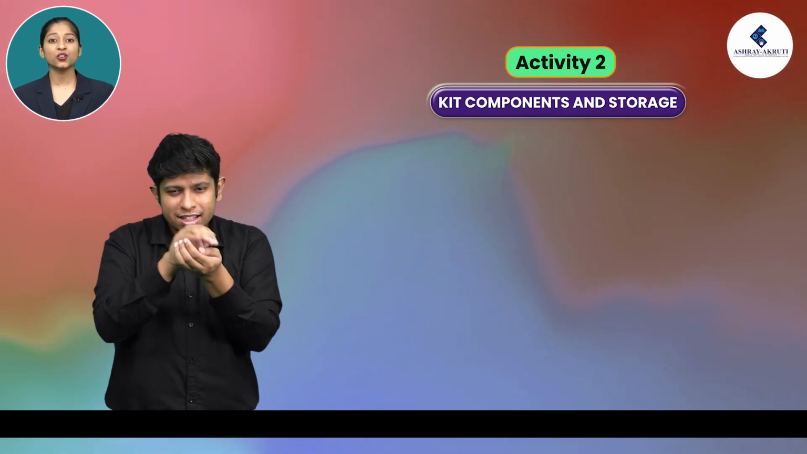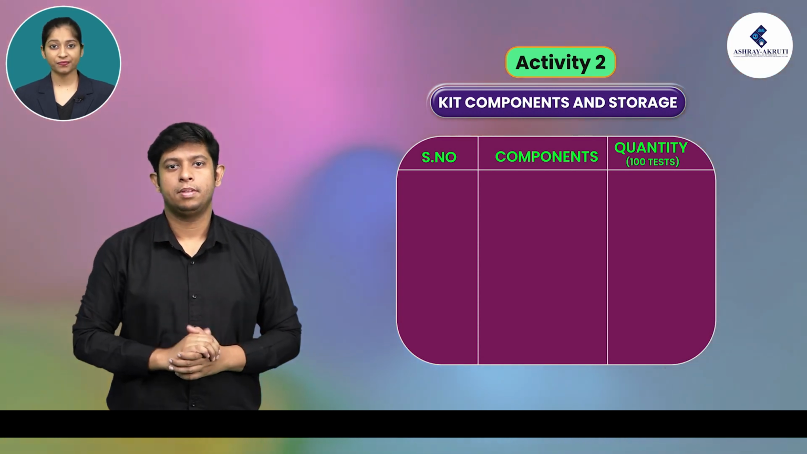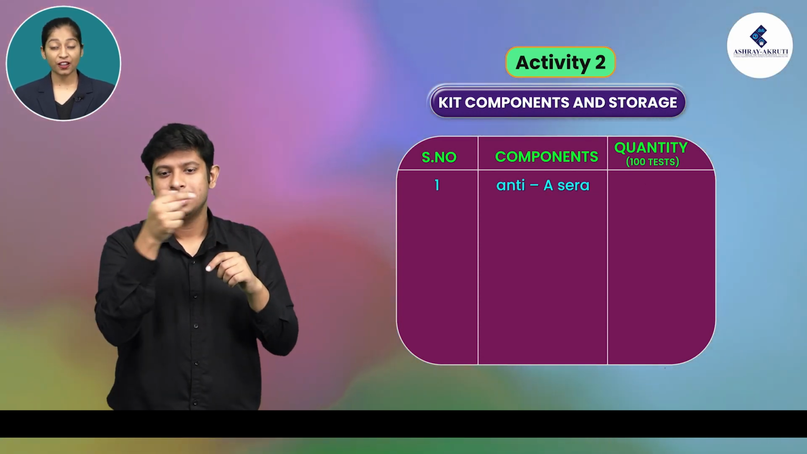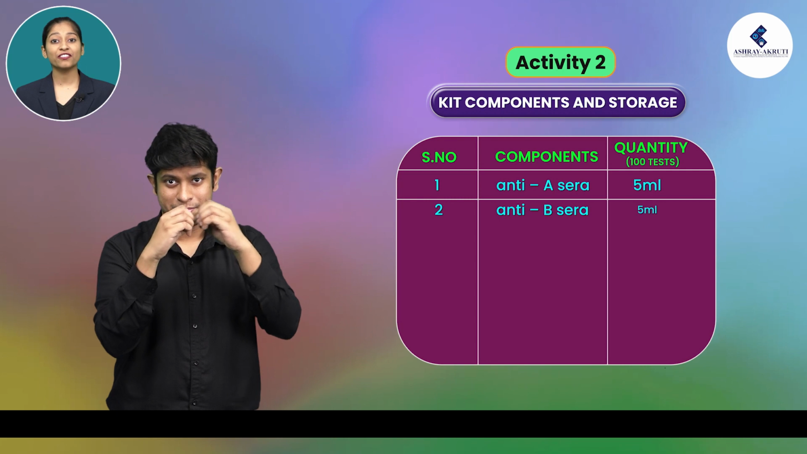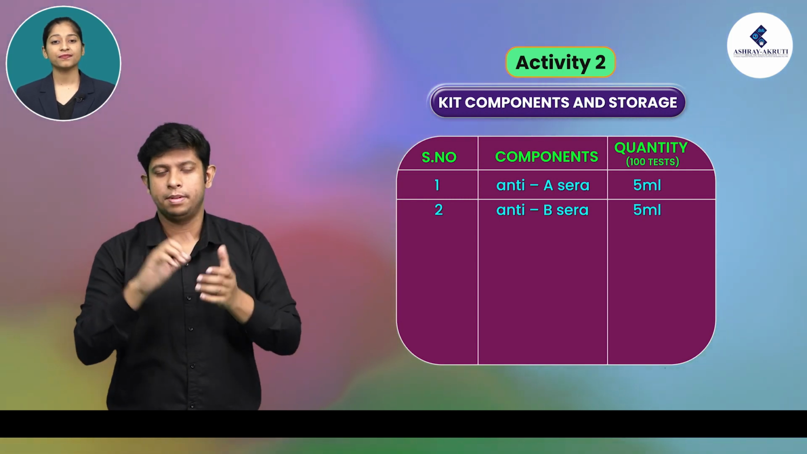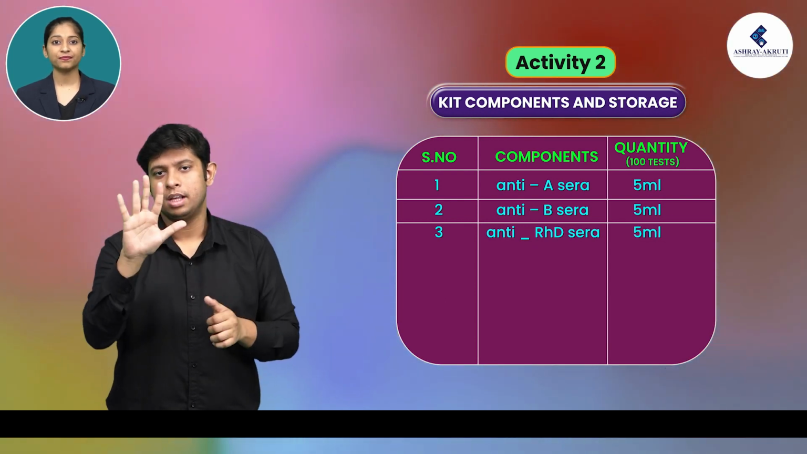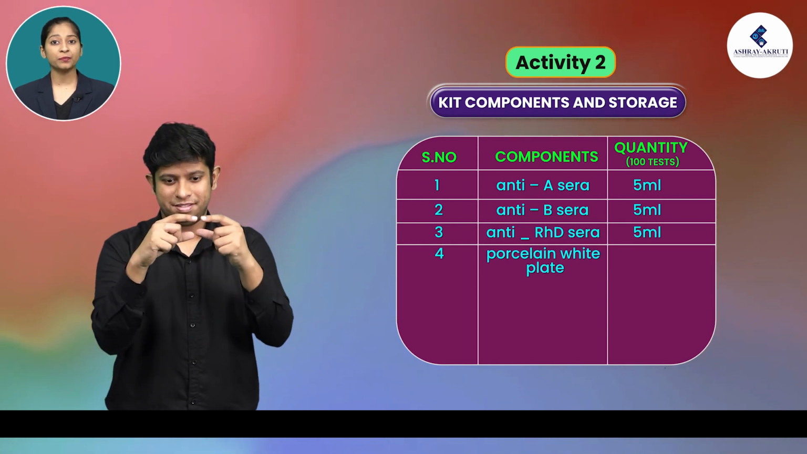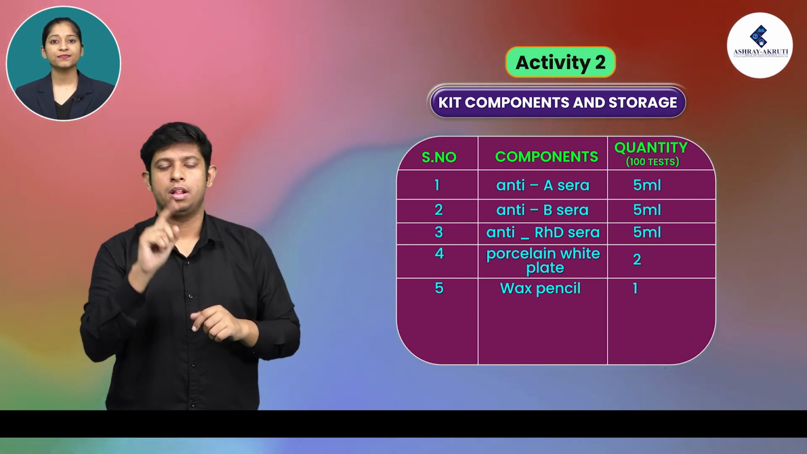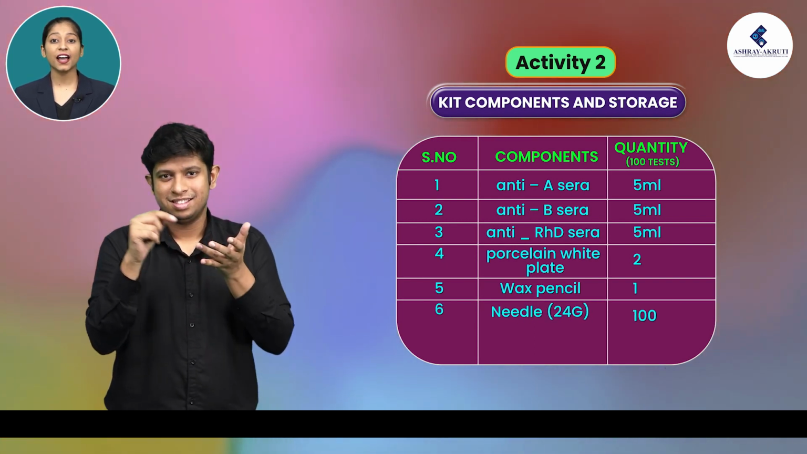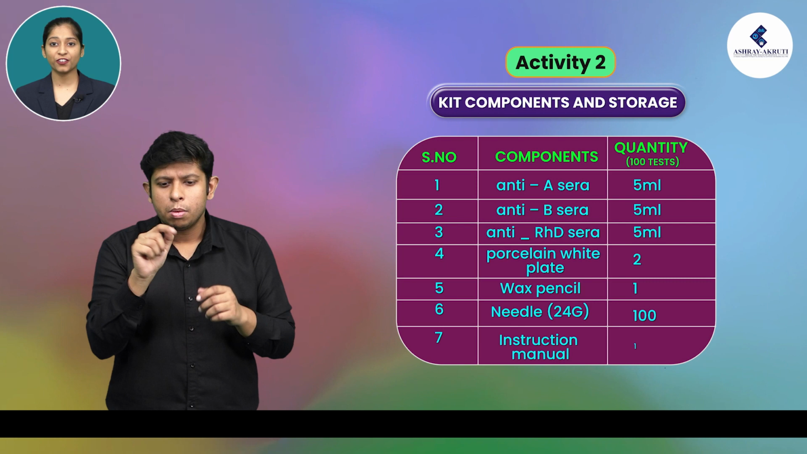Kit components and storage. Components, quantity: 100 tests. Anti-A sera 5 ml, anti-B sera 5 ml, anti-RHD sera 5 ml, porcelain white plate 2, wax pencil 1, needle 24G 100, instruction manual 1.